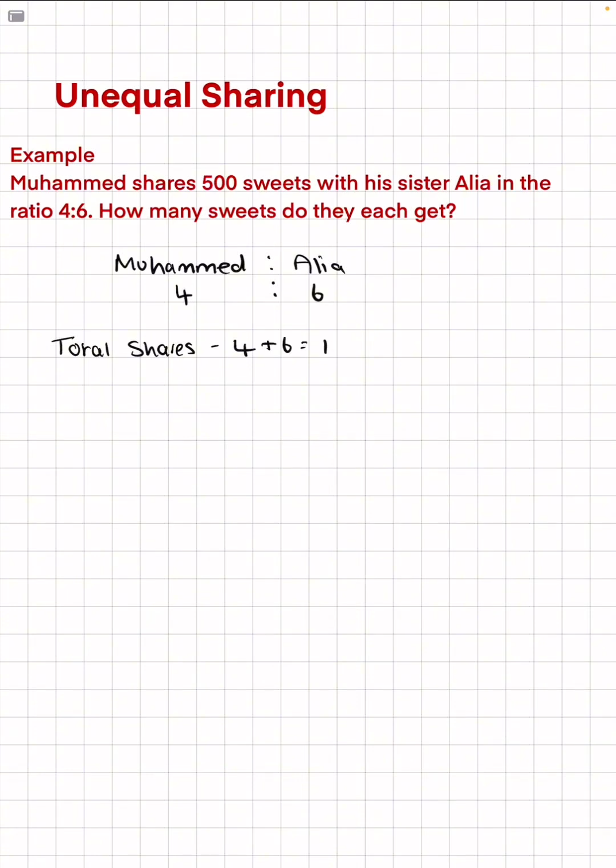which equals 10. Now we need to work out the value of one share. To work out the value of one share, we need to do the total number of sweets, which is 500, divided by the total shares. 500 divided by 10 equals 50. Now we know the value of one share, we can work out how many sweets Mohammed gets and how many sweets Alia gets.